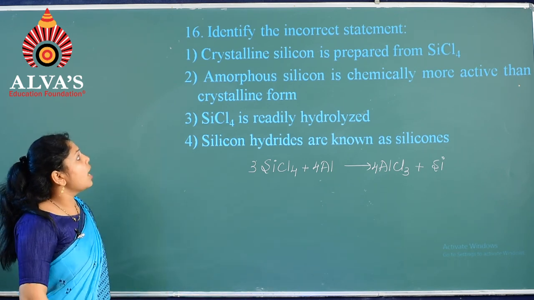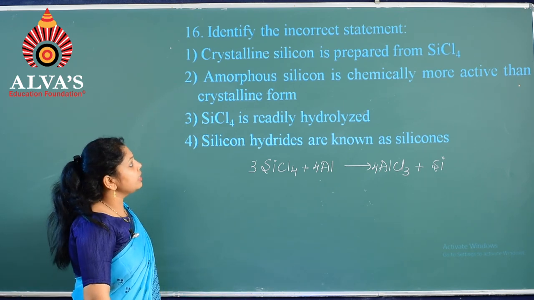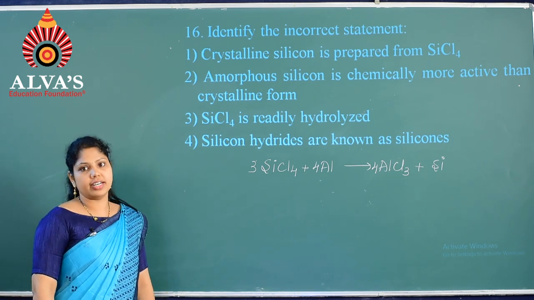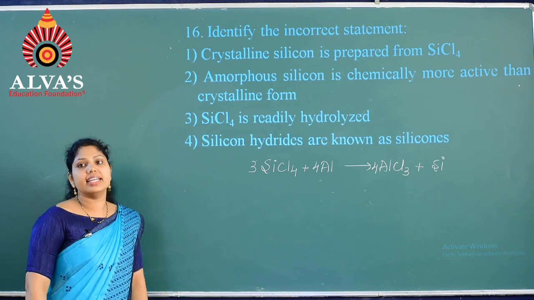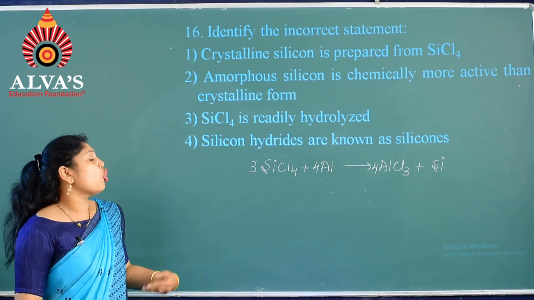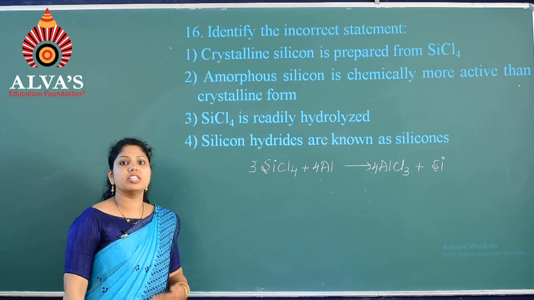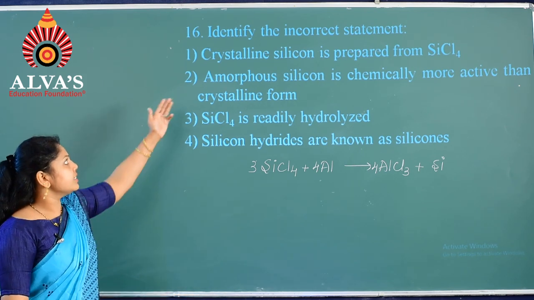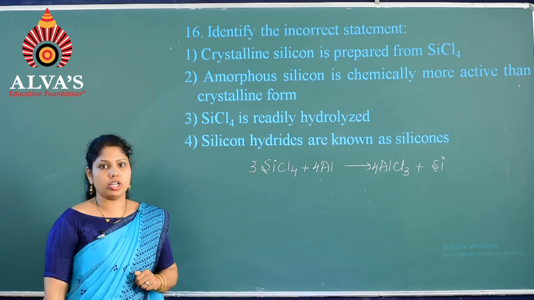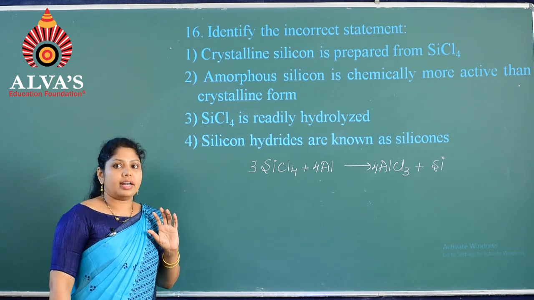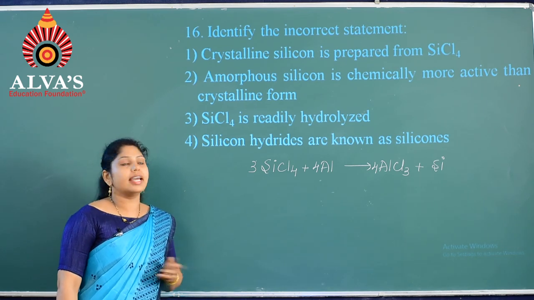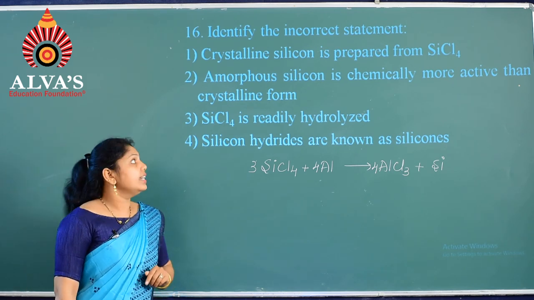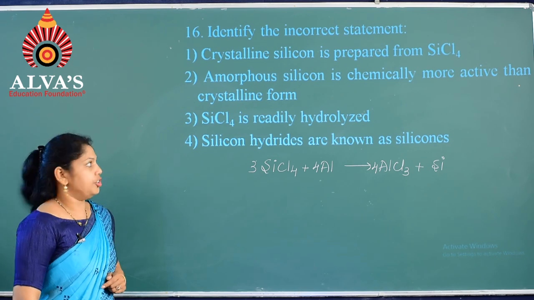Next option, amorphous silicon is chemically more active than the crystalline form. Even this statement is correct. This is because in the crystalline arrangement, there is a more ordered arrangement in the structure, and the structure is more stable and less reactive. Whereas in the case of amorphous silicon, due to the random or disordered arrangement, the structure is not stable and it will be more reactive.